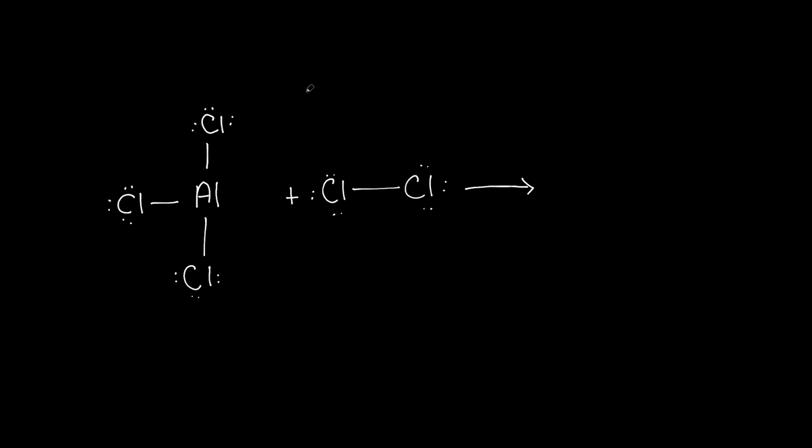So in this situation, I'm just going to draw some mechanism arrows. So these electrons in the chlorine would want to go to the aluminum, forming a bond. So both electrons in that bond are going to come from one atom. So this would form this structure. And then you would have a sigma bond.